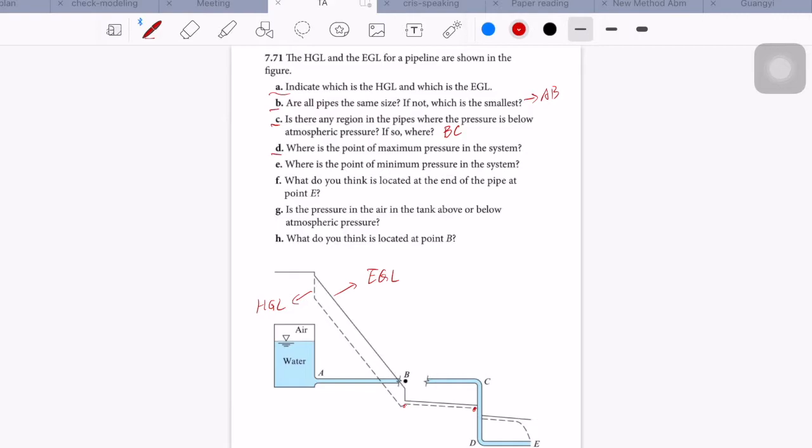For D, where is the point of maximum pressure in the system? So the maximum pressure is at the bottom of the tank.